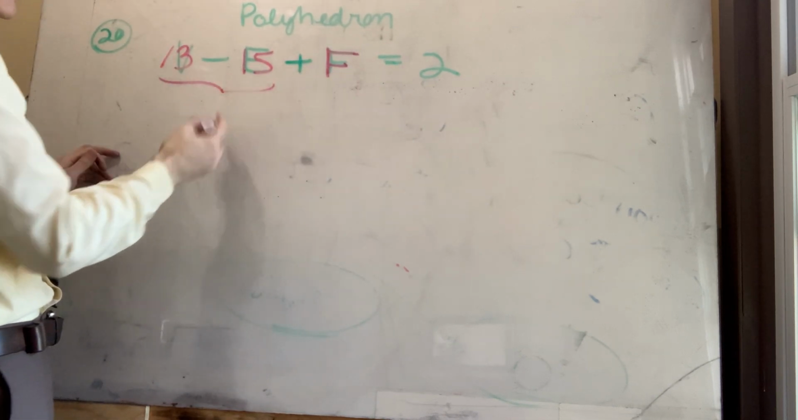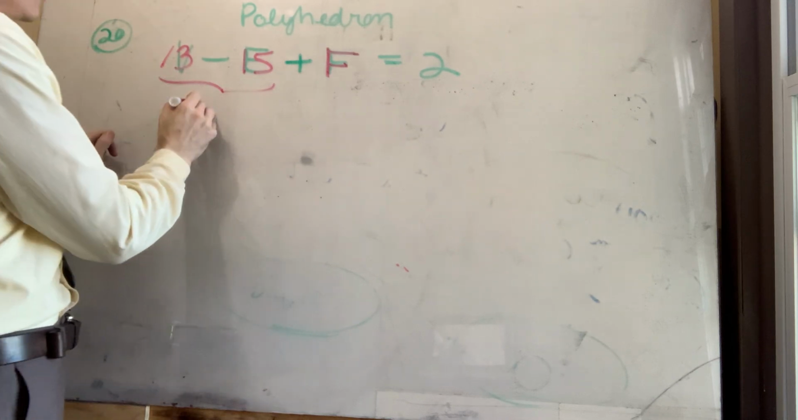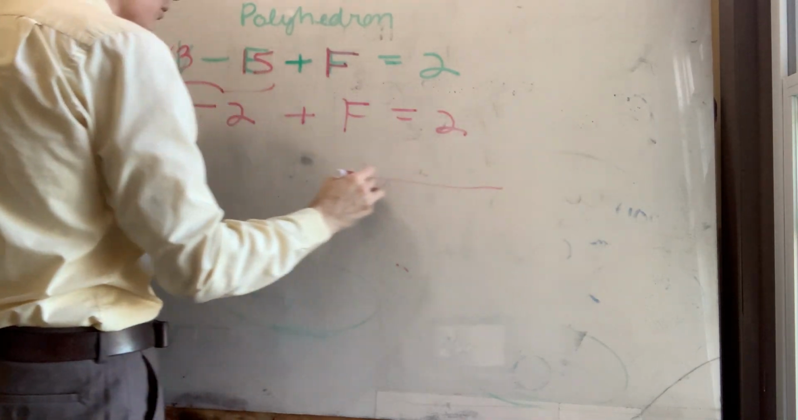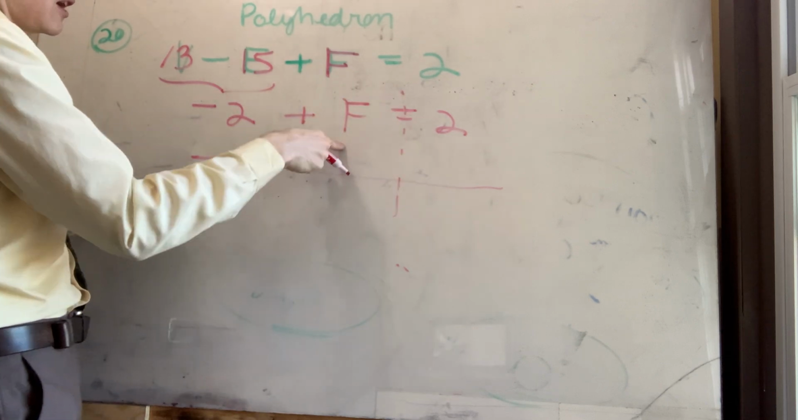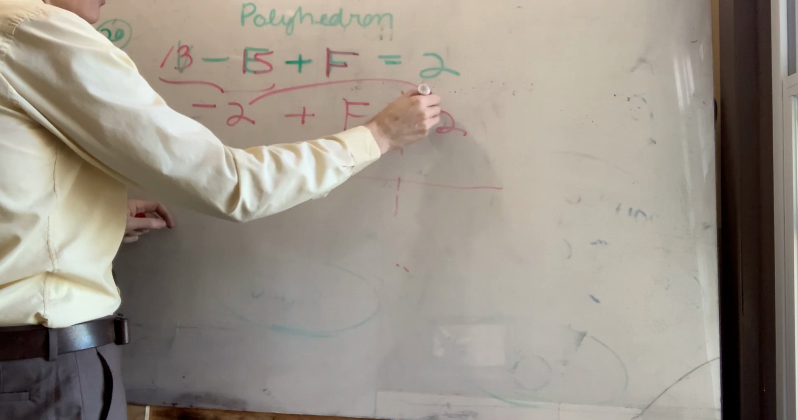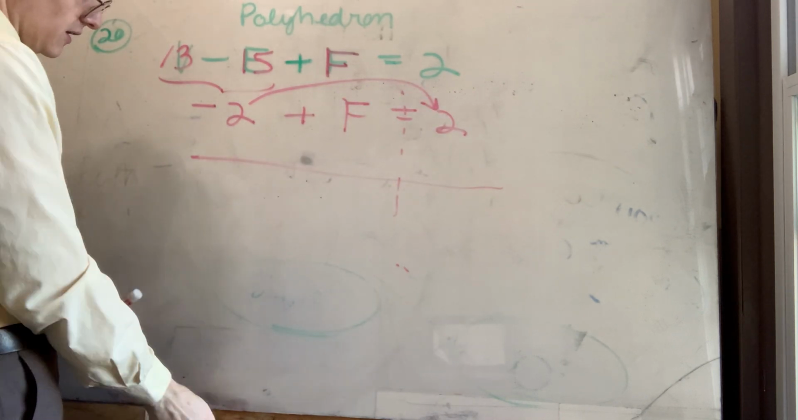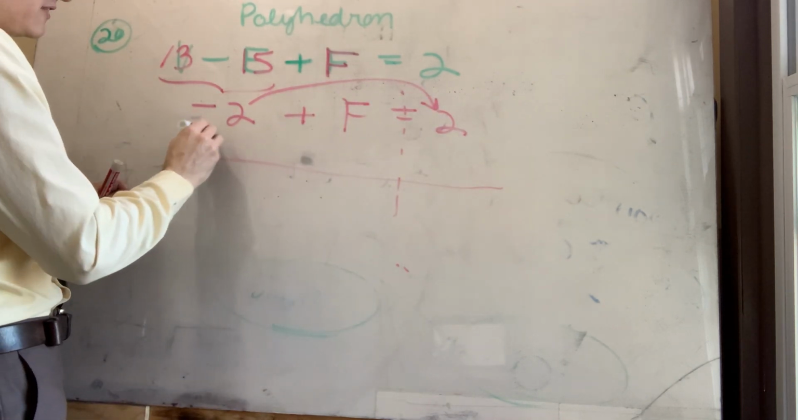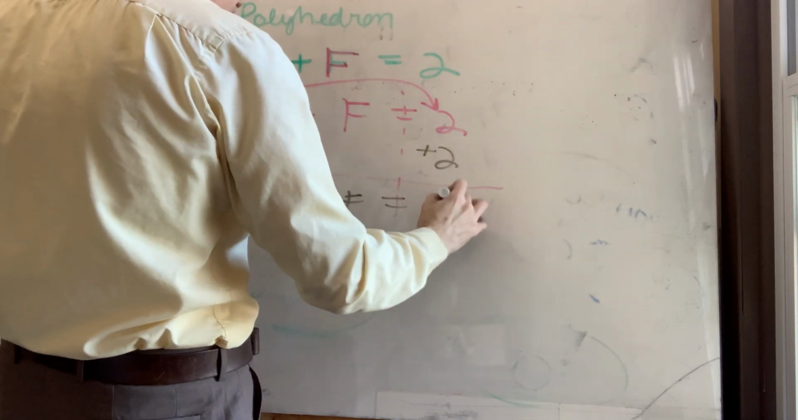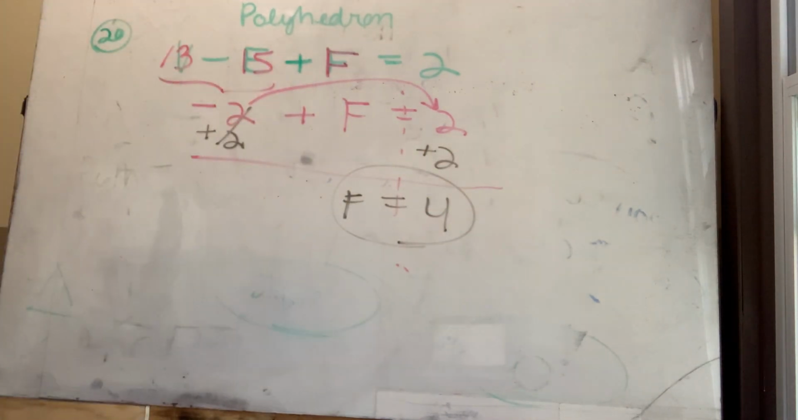This is going to give you a negative number. 13 minus 15 is negative 2 plus F equals 2. But when you rearrange it to solve for F, that is to get F alone, what ends up happening when you bring negative 2 over to the opposite side? You would have to add it, and the number of faces would be 4. So it all works out in the end. It all comes out in the wash.